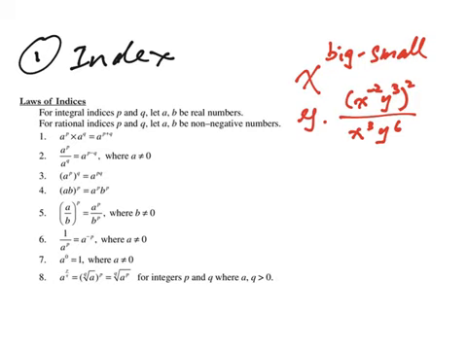For the base a power p times base a power q, the index will become plus. And for the division, the index becomes minus. For number 3, it becomes times. For 4 and 5, we distribute p to a and b. And for negative index, number 6, it will become a fraction. Or if 1 over a to the power negative p, it becomes a to the power p.